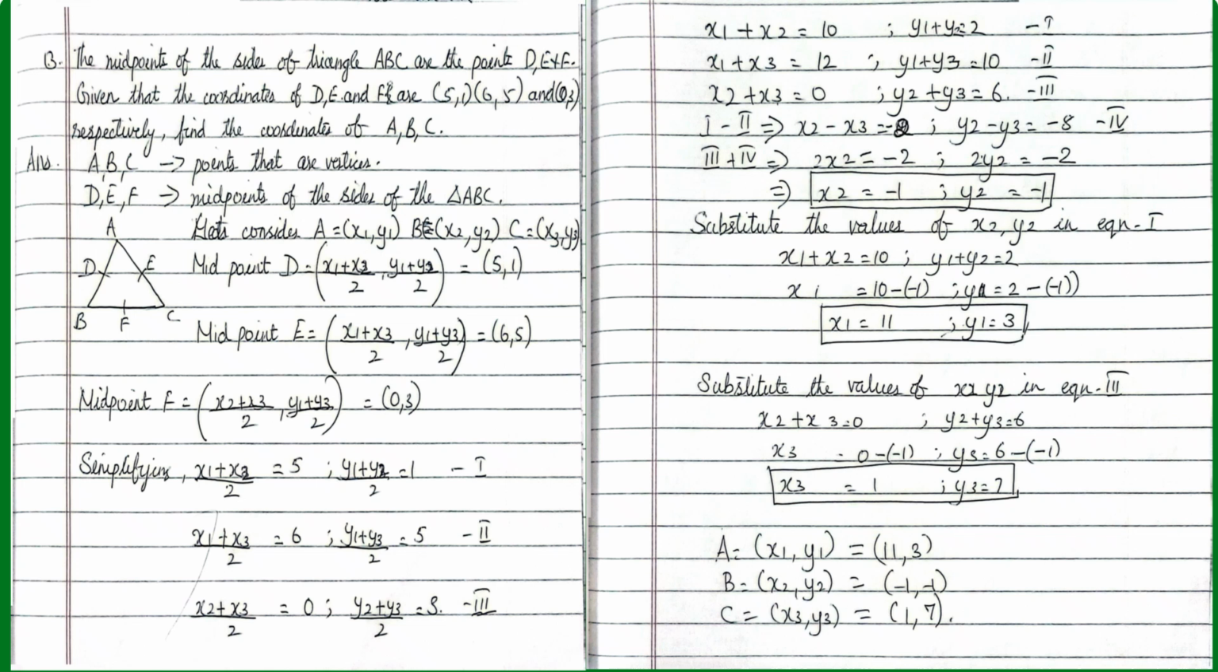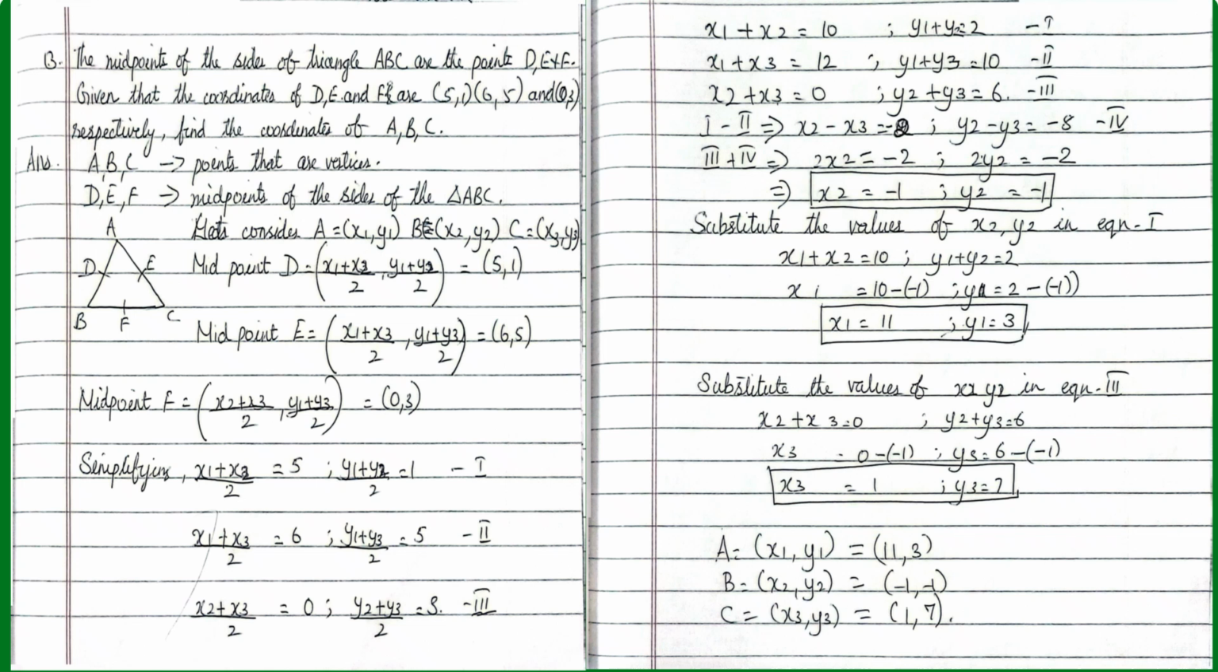Now let's move on to midpoint F. What is F? It is the midpoint of BC. What are the coordinates of B and C? They are (x2, y2) and (x3, y3) respectively. So according to the midpoint formula, F is equal to ((x2 + x3)/2, (y2 + y3)/2), and the value of F is already given in the question to be (0, 3). So we are equating the x coordinates and the y coordinates with the corresponding values of D, E and F.